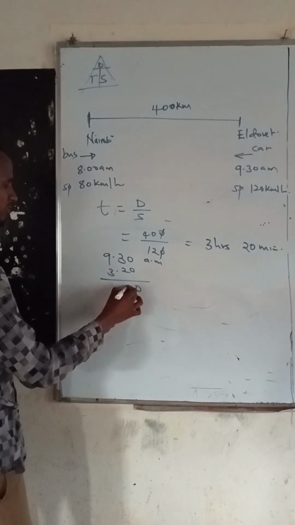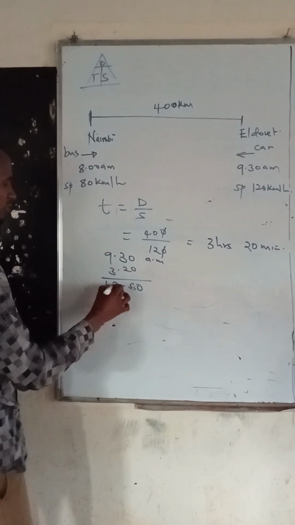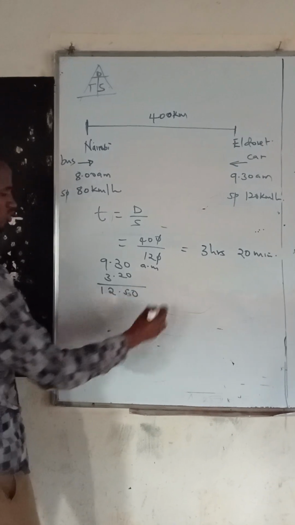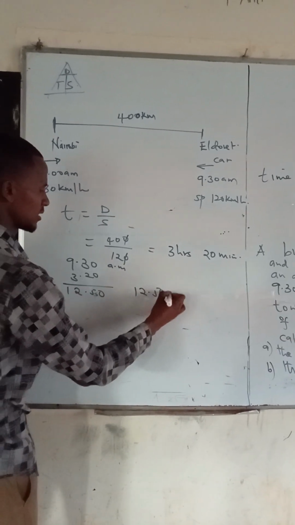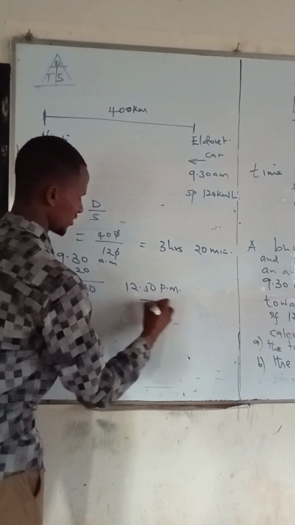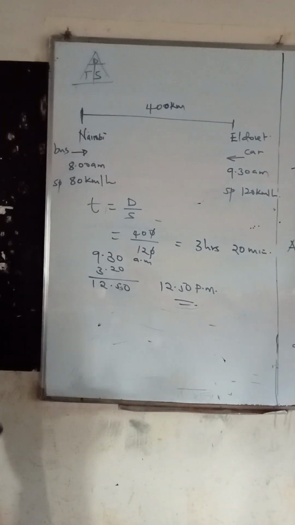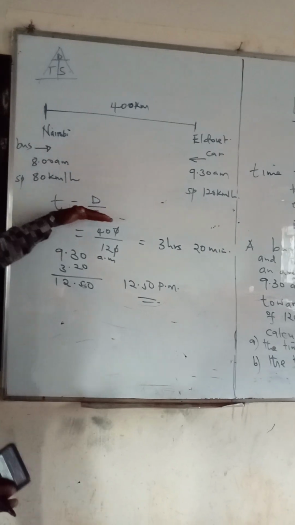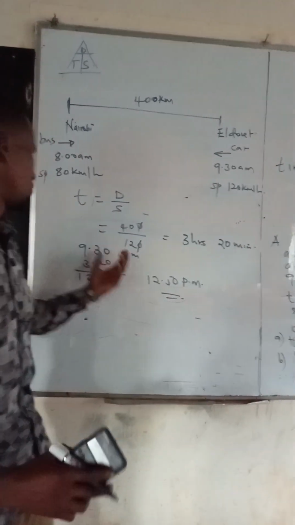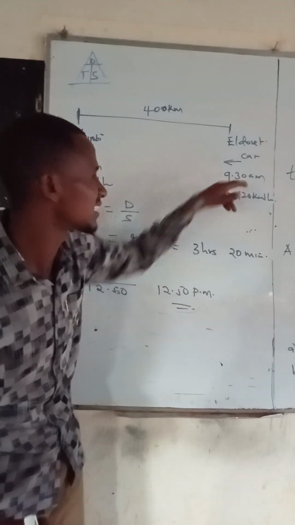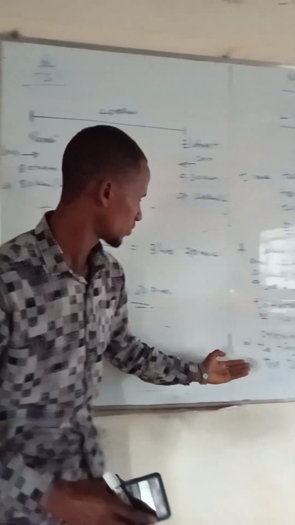So this will be 05. This one will be 12. It is past noon, so it is 12:50 p.m. So that is the time that the car arrived in Nairobi. I believe you have understood. We set the distance over time, we get time taken, and then we add the time that the car started the journey.